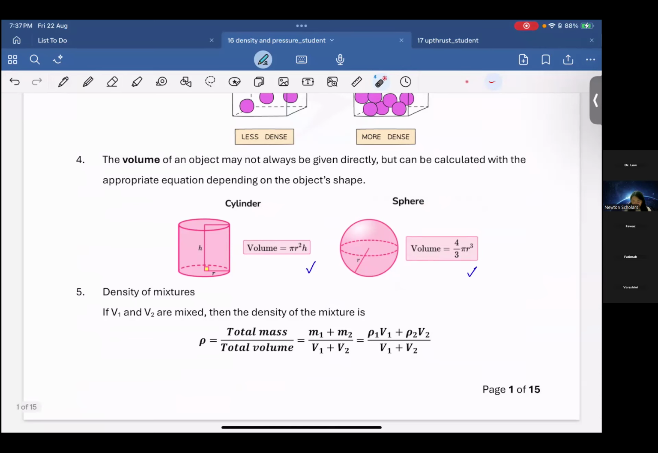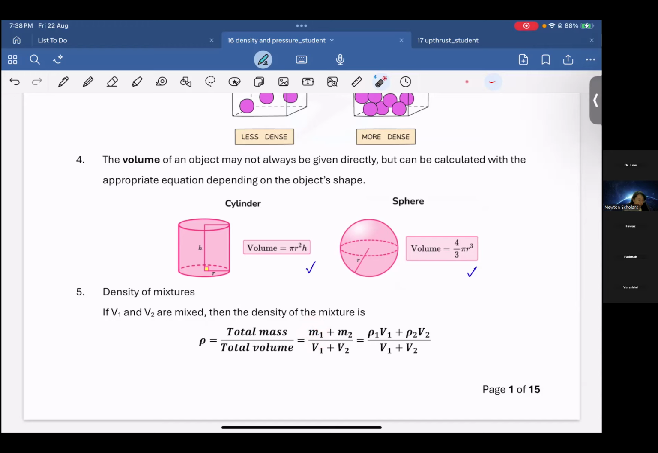One more thing they might ask in AS is about mixtures. We mix different types of liquid, then at the end, how do you find the total overall density? You have to find the mass and add it up together, and find the volume and add it up together. The mass might not be given directly, so you have to use the density formula to find out the mass.